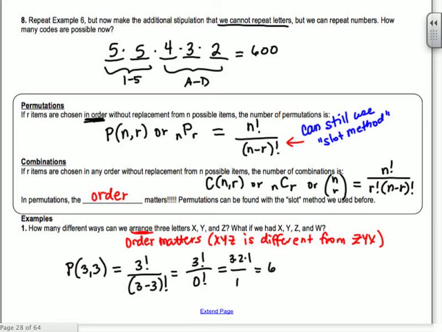Now I said with permutations you could also use slots. So basically you have 3 slots. You have 3 choices for the first one. After you select that first position, you have 2 choices and then 1 choice. So you get 6. Much easier with the slots, right?